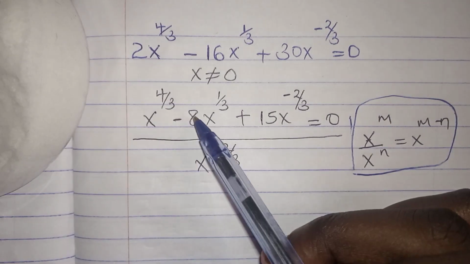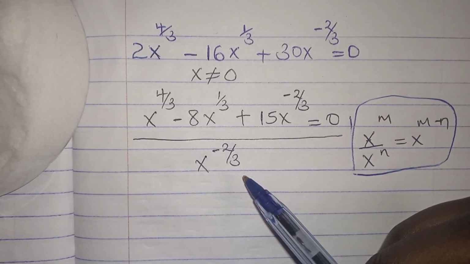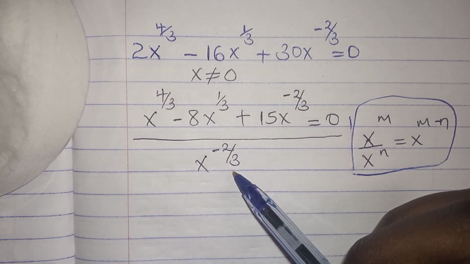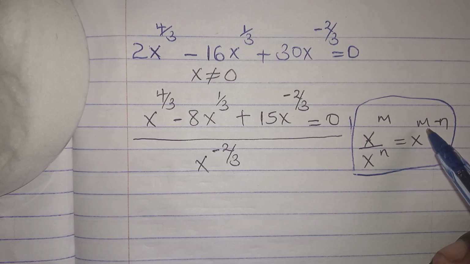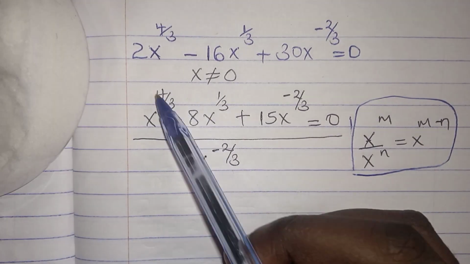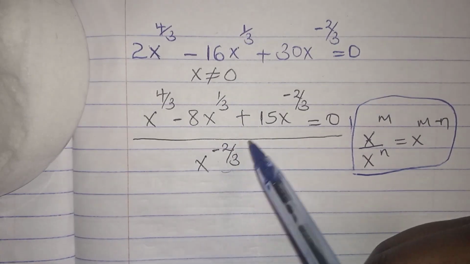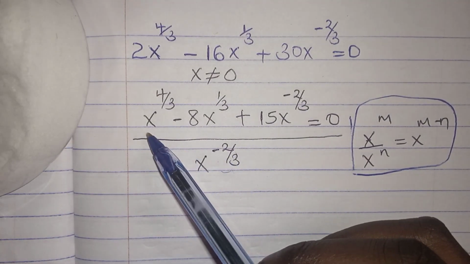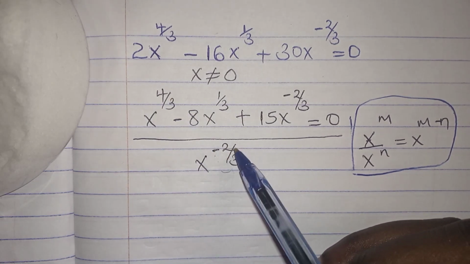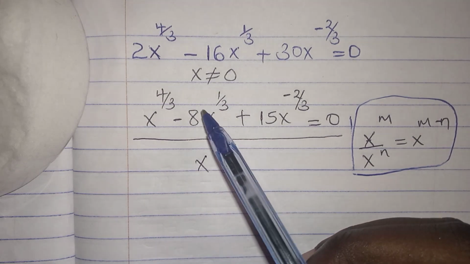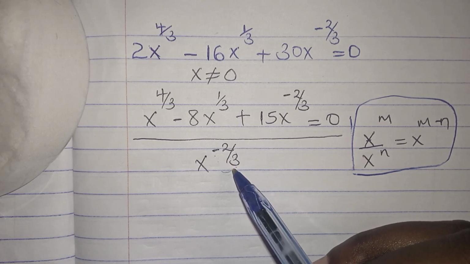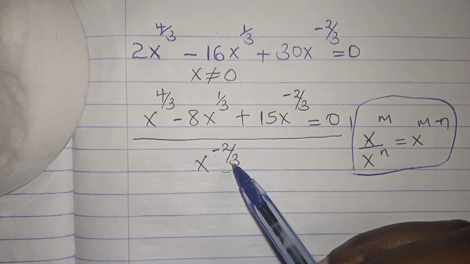We have our numerator and we have our denominator, and our numerator has different exponents and our denominator has different exponents. We have m and n. So we'll take m minus n as our exponent. We are going to take this minus this, and this minus this. So x to the power of 4 over 3 minus negative 2 over 3, this becomes positive. So 4 over 3 plus 2 over 3 gives us 6 over 3, which is 2.